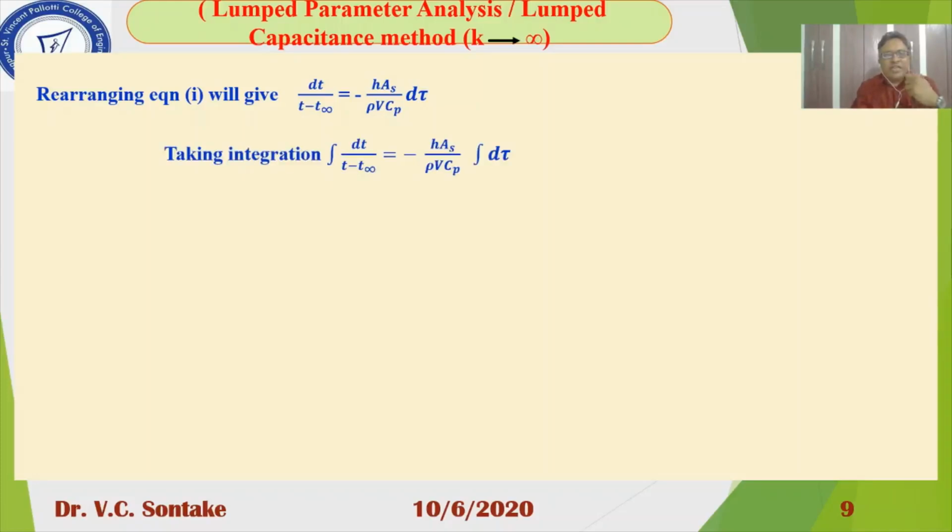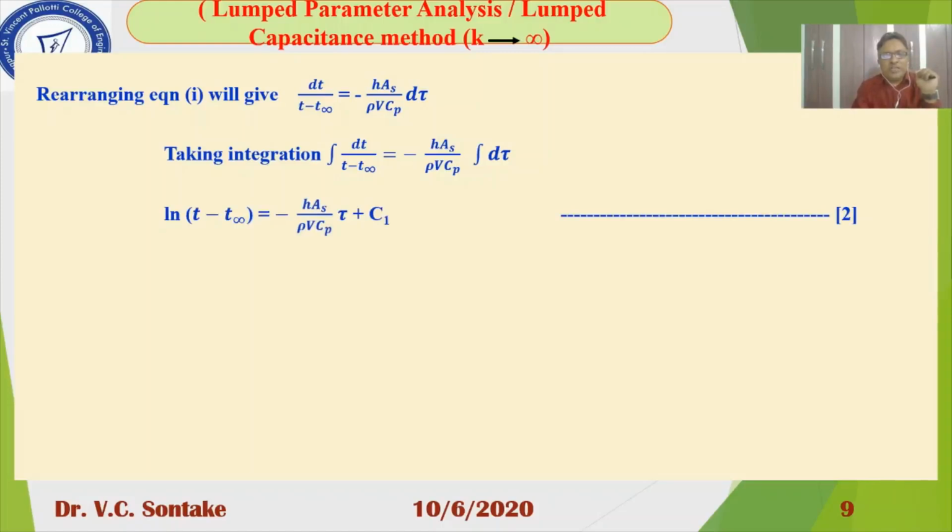Now taking integration of this entire equation, integration of dT over T minus T infinity is equal to minus hAs over rho V Cp. All these properties are constant. h is a constant, As is a constant, rho, V, Cp are constant. The only variable is the time interval d tau. That is why I have taken integration of d tau.